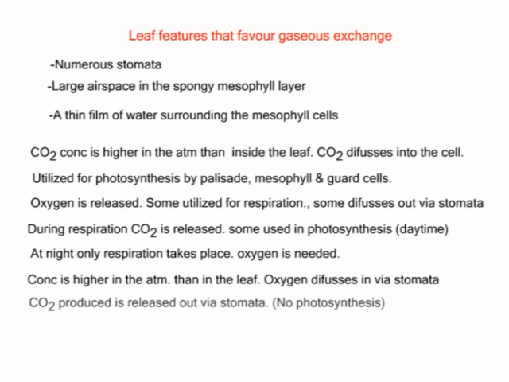Oxygen is used and carbon dioxide is released. But there is no photosynthesis at this time, so all the carbon dioxide has to be removed. The concentration of carbon dioxide is higher in the leaf than in the atmosphere, and therefore carbon dioxide diffuses out through the stomata.